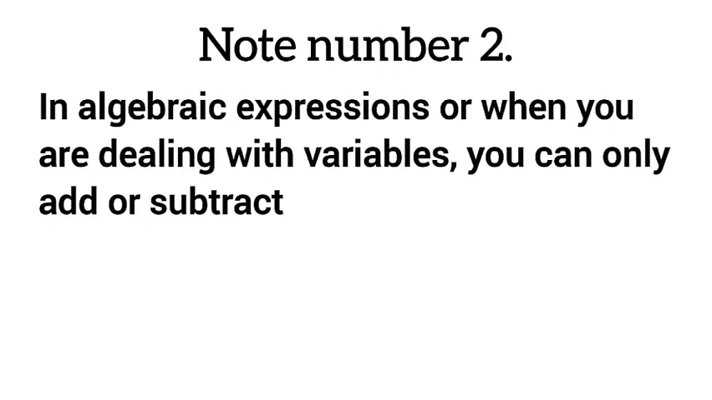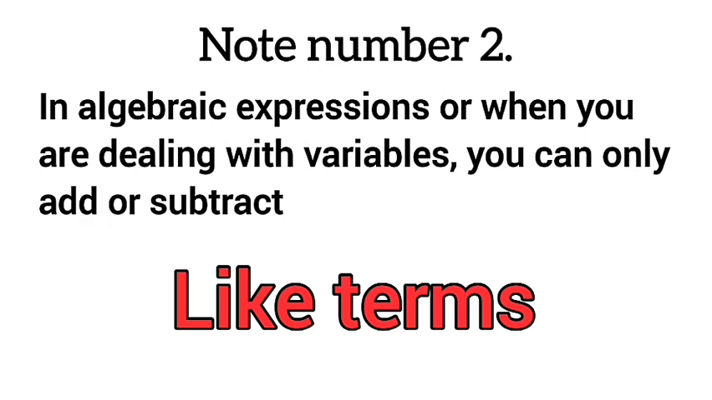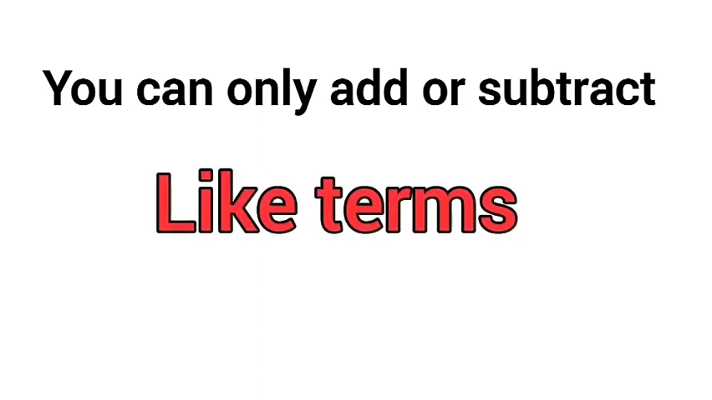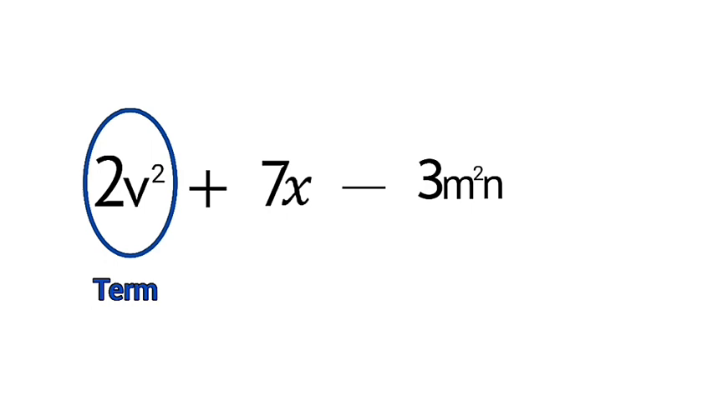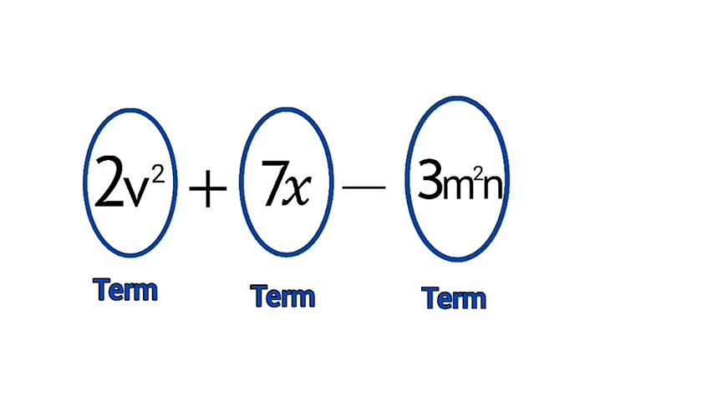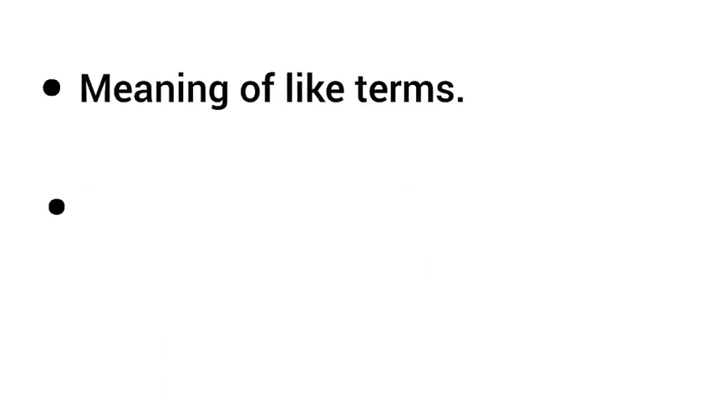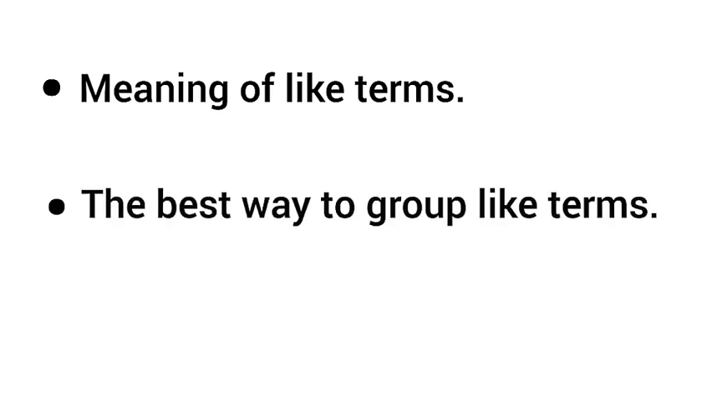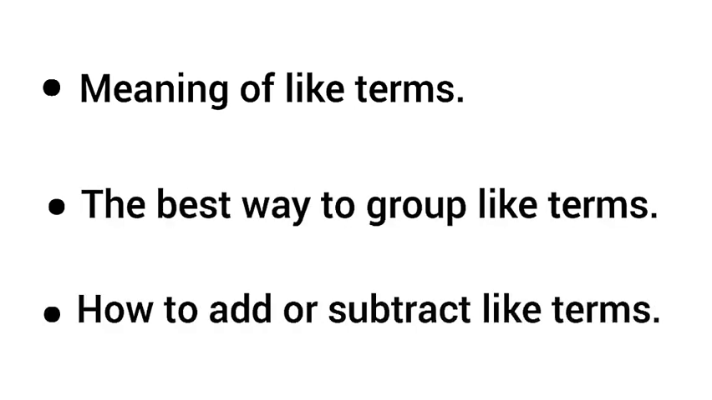Note number 2. In algebraic expression, or when you are dealing with variables, you can only add or subtract like terms. If you want to correctly add or subtract terms in an algebraic expression, then the terms must be like terms. Terms are actually the part of an expression which are separated by addition and subtraction signs. In this video, I will teach you the meaning of like terms. I will also teach you the best way to group like terms and how to add or subtract like terms.